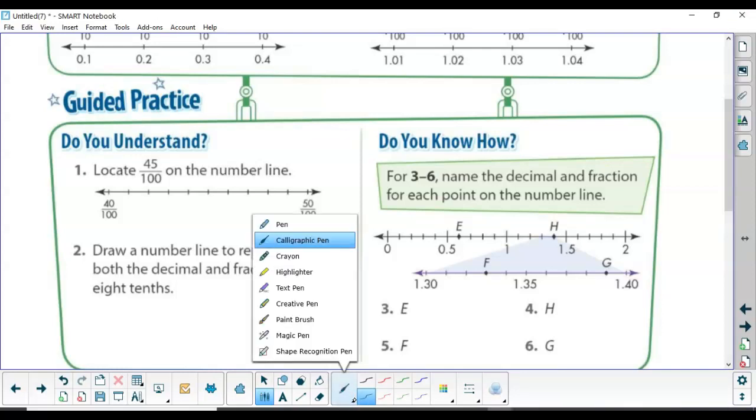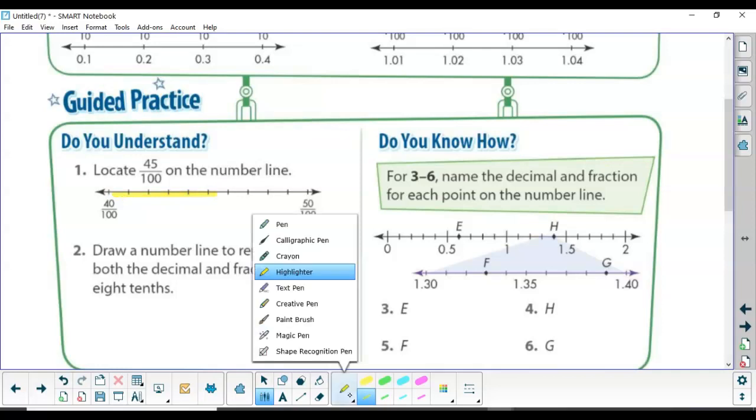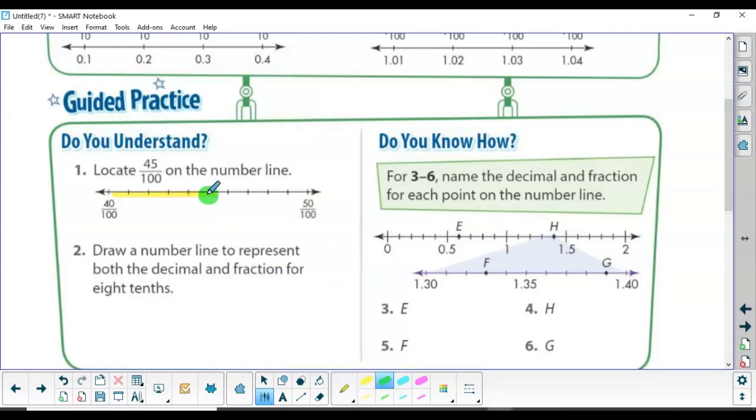40, 41, 42, 43, 44, 45. So you should have put your dot right here at 45 hundredths. So I'm going to label it 45 hundredths. All right, if you got it, good job.